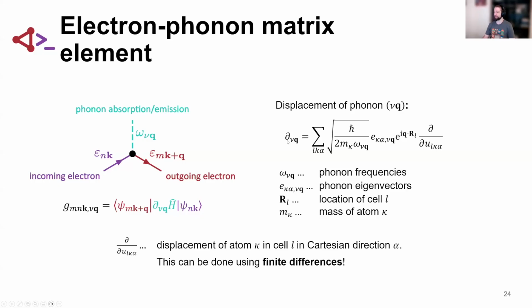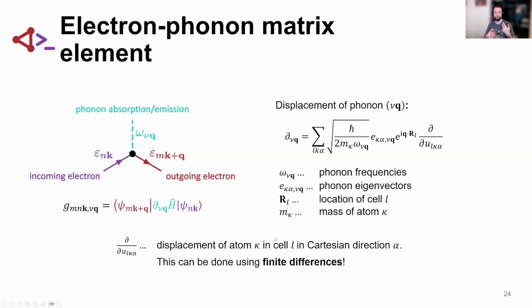So this is really just taking individual atomic displacements and then molding them into the phonon displacement patterns that we already know from our phonon calculations. And this opens the door, this derivative with respect to atomic displacements opens the door to do finite differences. Because what this here means is really we do a displacement of an atom kappa in a particular cell L in the Cartesian direction alpha. So this really screams finite difference.